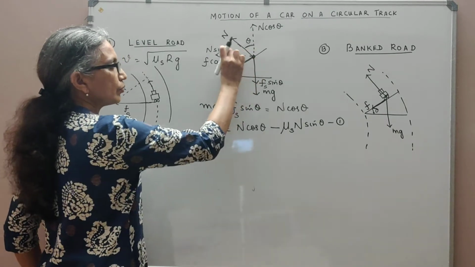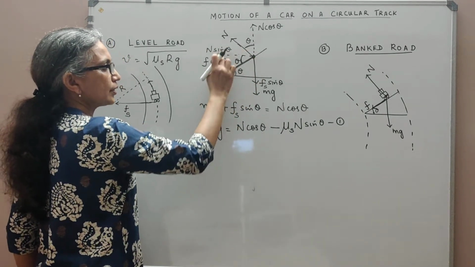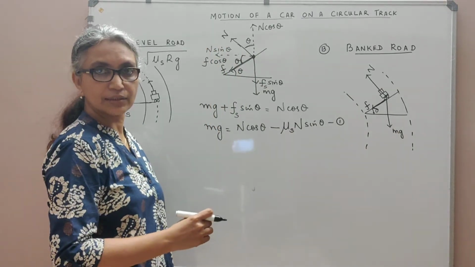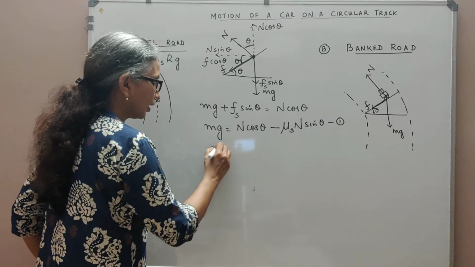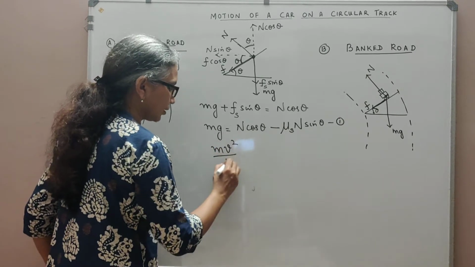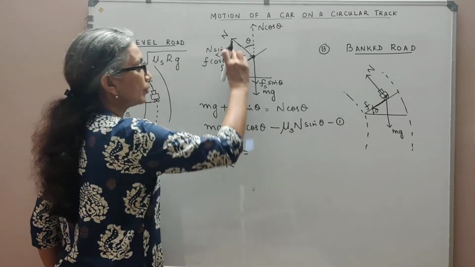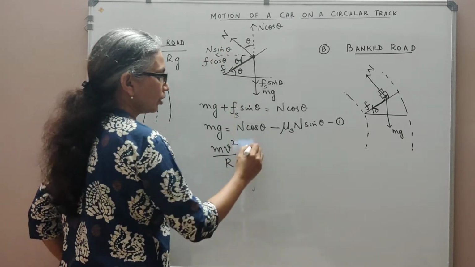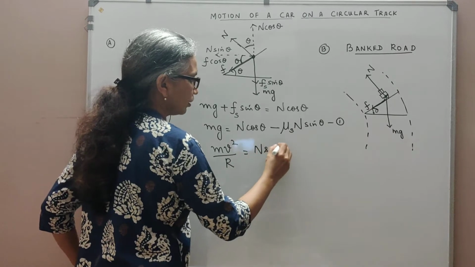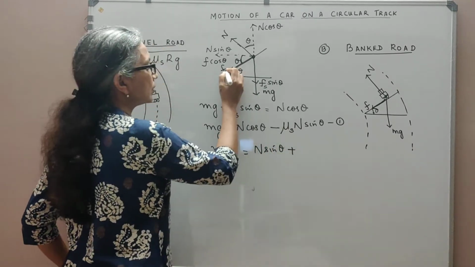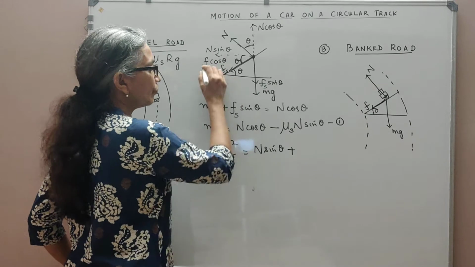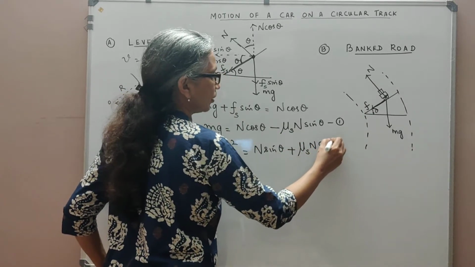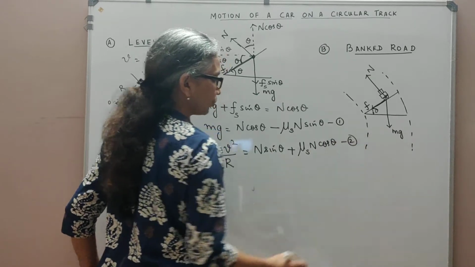Then these two components, N sin theta and f cos theta, which are towards the center of the track, provide the centripetal force. So I may write mv squared by r, that is the centripetal force, should be provided by the two components acting towards the center of the track, which is N sin theta plus the static friction. So fs I will replace as mu s N cos theta. So we have our equation 2.